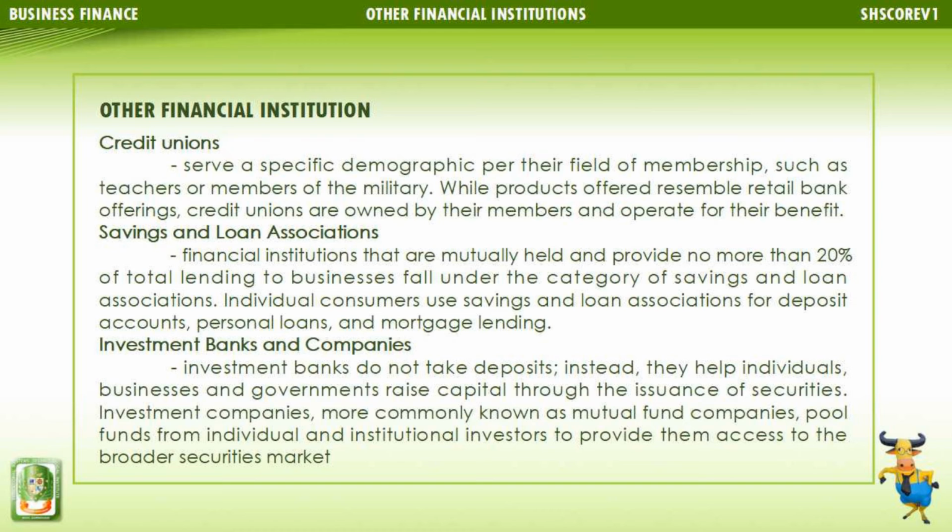Savings and loan associations. Financial institutions that are mutually held and provide no more than 20% of total lending to business fall under the category of savings and loan associations. Individual consumers use savings and loan associations for deposit accounts, personal loans, and mortgage lending.